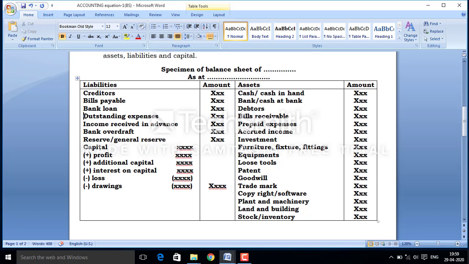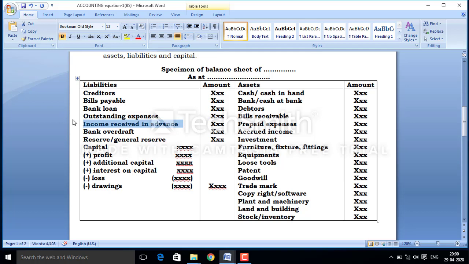Next is income received in advance. If the firm is receiving the amount as income from anyone in advance, then the firm will be liable to get the work done within the stipulated time, or the firm must have to perform that task for which the firm has received the advance money, or the firm has to return it.